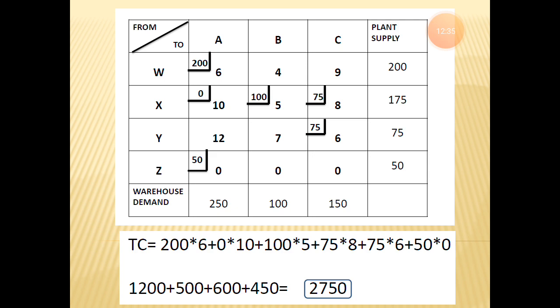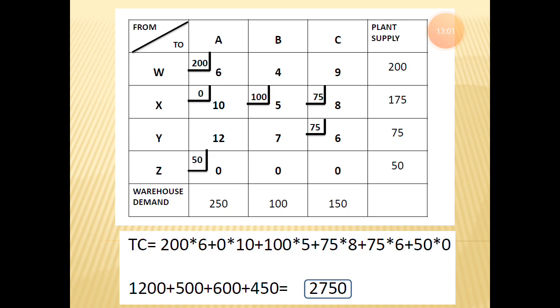Then again you come to the Y station. Here, what supply is available? 75 is available. What demand is available? 150 is available. You have to allocate the 75. Then 50 is remaining. The 50 you have to allocate at the Z station.